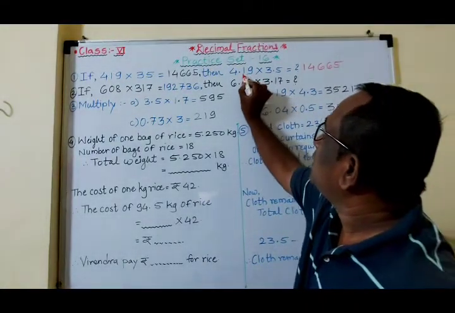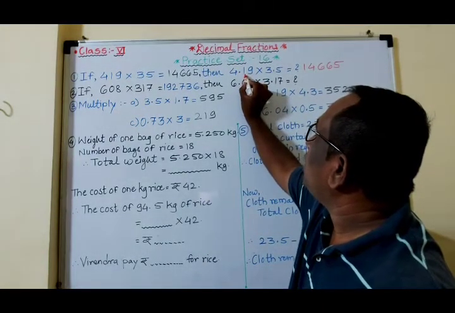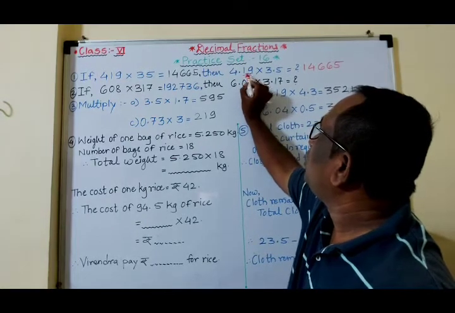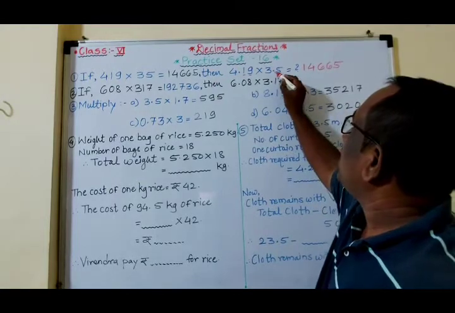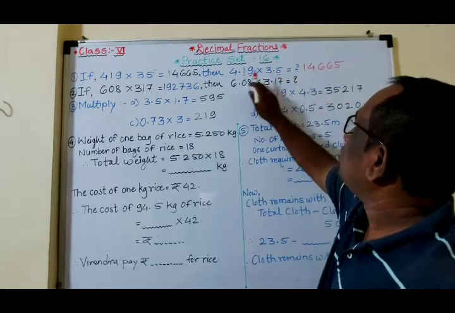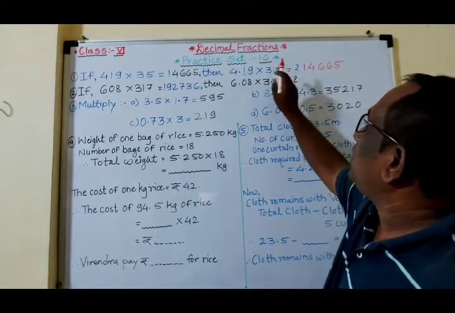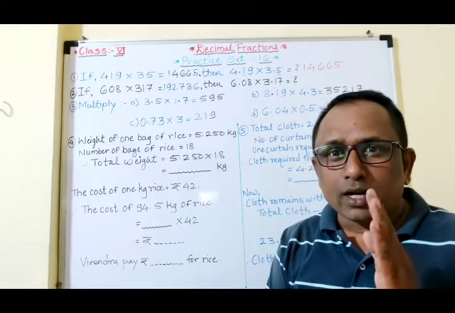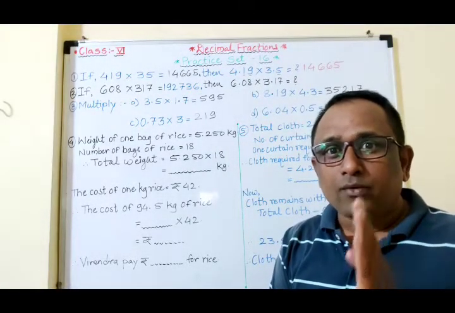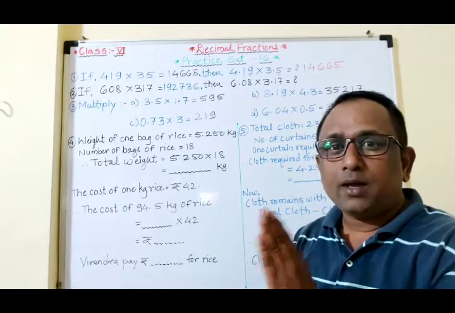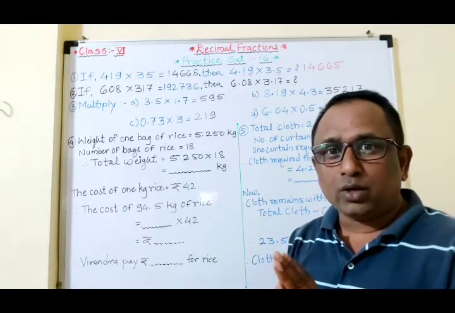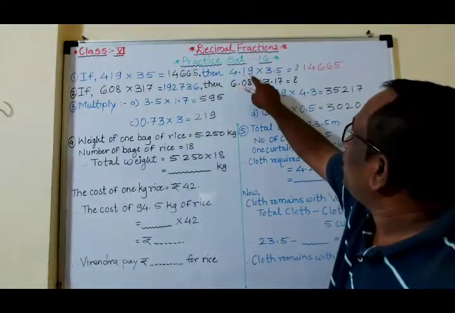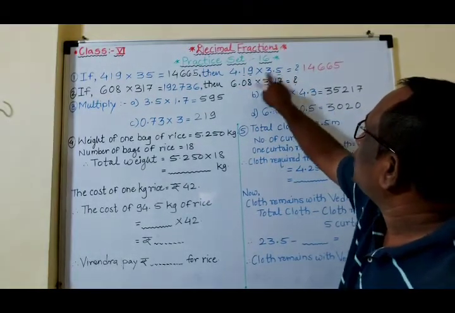First fraction, see, after the decimal point, how many digits? 1, 2 places are there. Here after the decimal point 1 place is there. So 1, 2 and 3. So here we have to count the digits after the decimal point in the multiplicand, and in the multiplier also. Then we have to add them. So here 2 places, here 1, 2 plus 1 is 3.